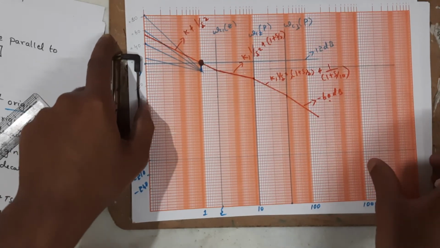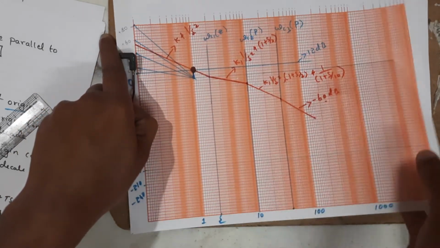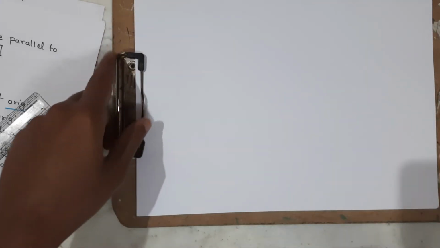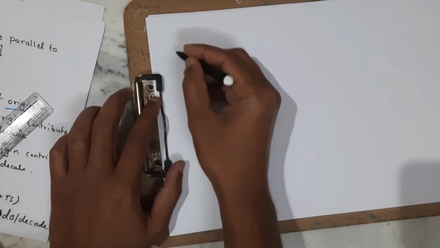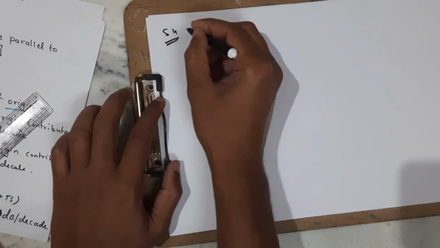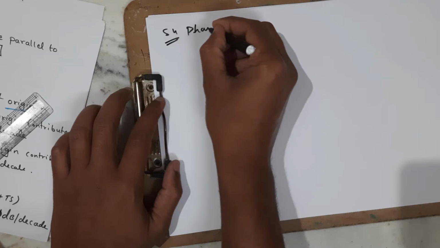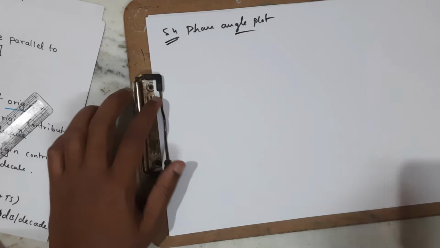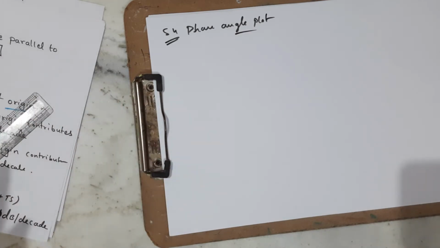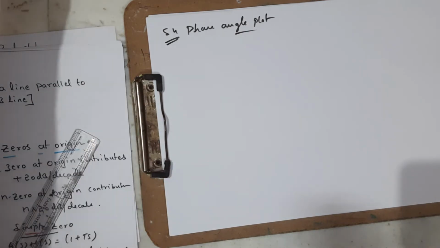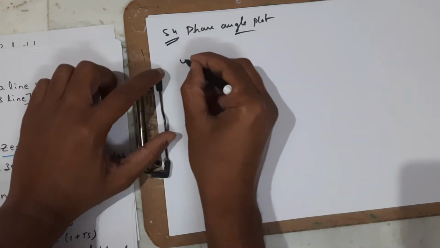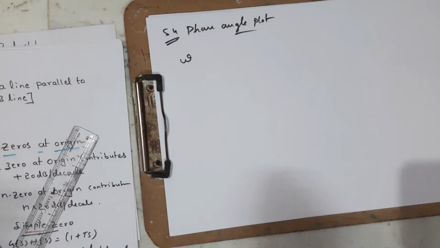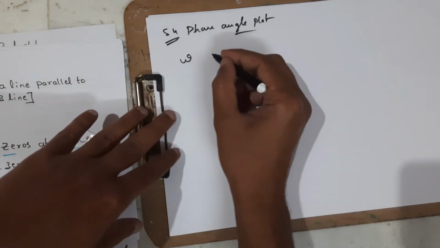I hope you understood. Next we need to do the phase angle plot, that is step number 4. For this, we need to prepare a table. The first column will be omega. We are going to vary the value of omega from 0 to infinity. So we have 5 factors. What are the 5 factors?